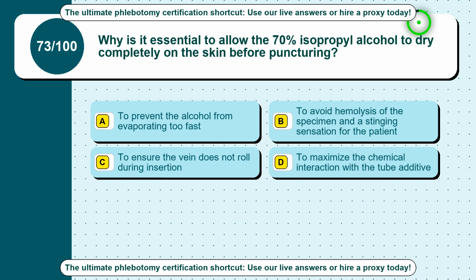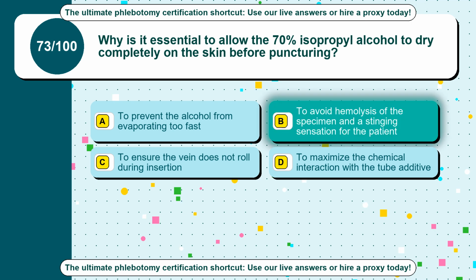Question 73. Why is it essential to allow the 70% isopropyl alcohol to dry completely on the skin before puncturing? Option A. To prevent the alcohol from evaporating too fast. Option B. To avoid hemolysis of the specimen and a stinging sensation for the patient. Option C. To ensure the vein does not roll during insertion. Option D. To maximize the chemical interaction with the tube additive. The correct answer is option B.